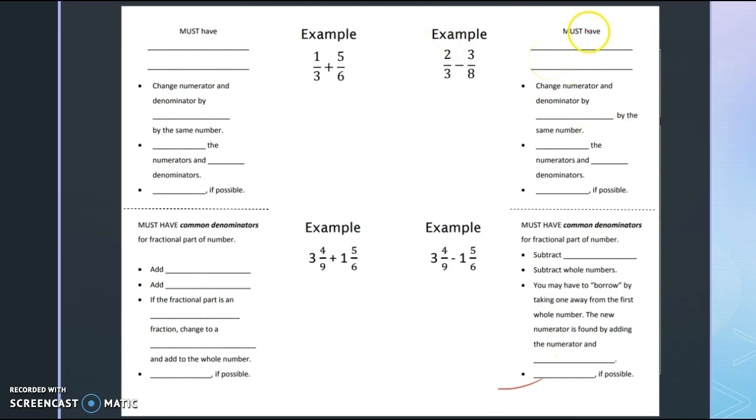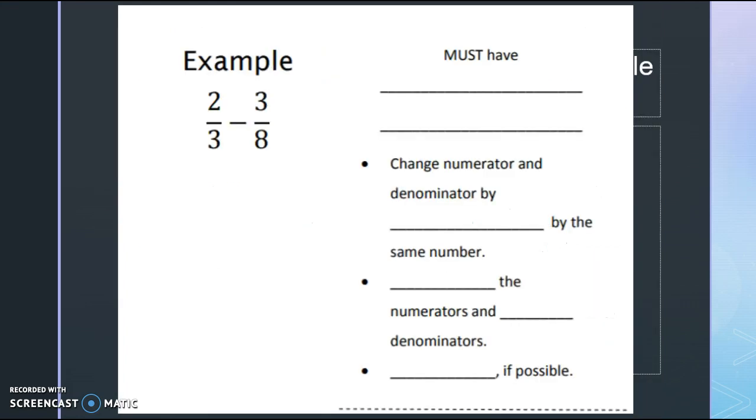So we're going to go ahead and start at the top right-hand corner. We've got our example 2/3 minus 3/8, but we first want to fill in our note sheet. So again, just like when we were adding fractions and mixed numbers, we must have a common denominator. That is a necessity. So a common denominator.